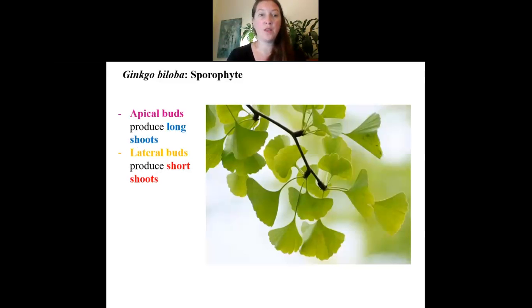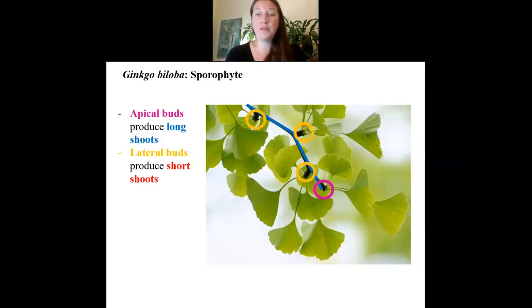All right, lab mentions this, so I have to mention it too. In ginkgo, you have primary and secondary growth, and I highlight this with colors to help you. So you have apical buds, which we've already learned about before in the twig lab, right? So we have apical or terminal buds that are going to be at the tip of the branches. And the apical buds are going to produce these long shoots. Remember, primary growth is for lengthening. Apical bud is involved in primary growth, and so it's going to make those really long shoots, which are shown here in blue.